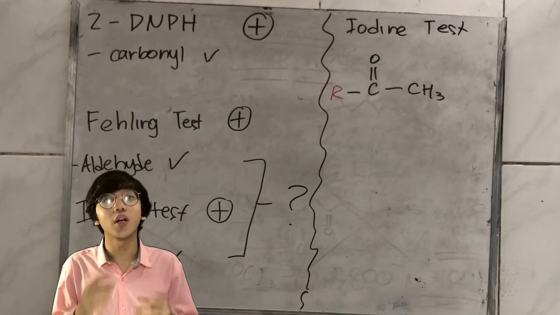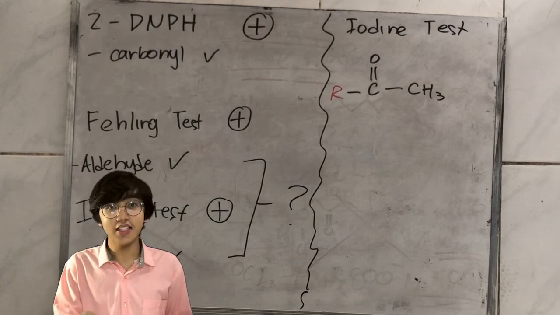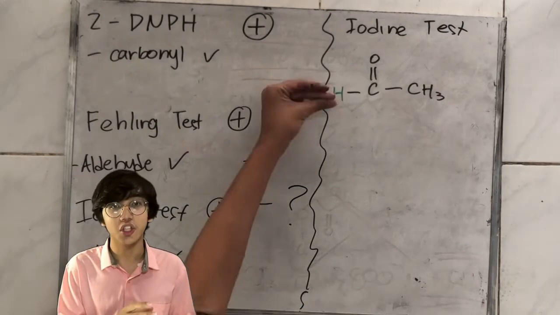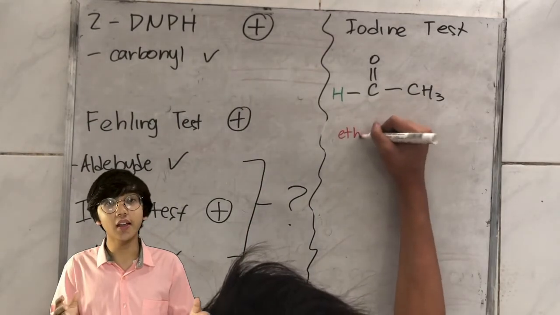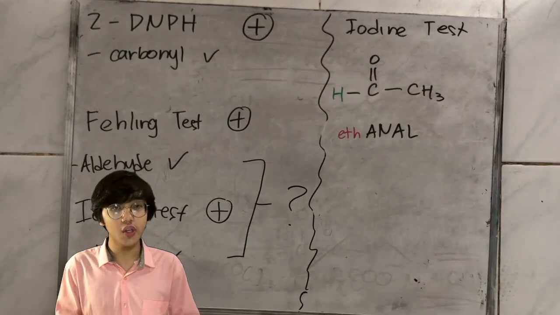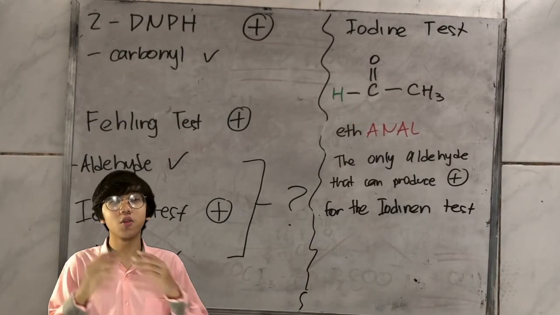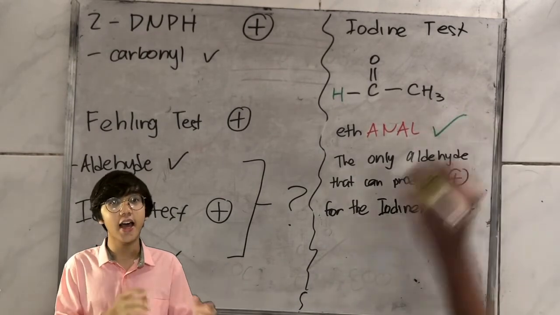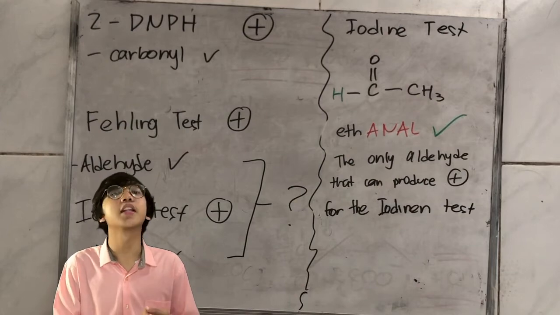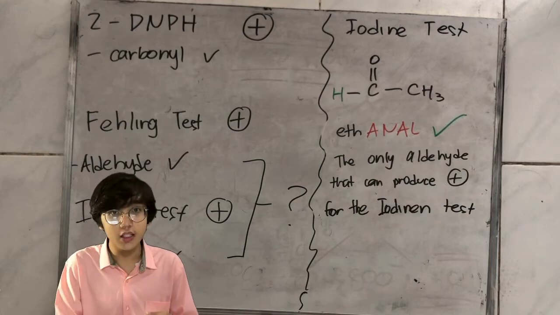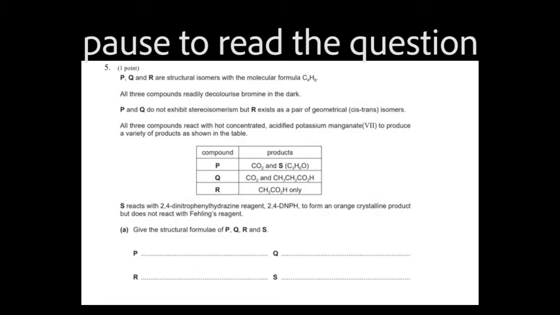If you look closer at one of the molecules for the iodine test, there. Let's see what happens when we add a hydrogen instead of an R group in that spot. What do we get? We get ethanal. Ethanal is the only aldehyde that can test positive for the iodine test. We can safely say that ethanal is the answer because it tests positive for the 2,4-DNPH, it tests positive for the Fehling test, and it tests positive for the iodine test.